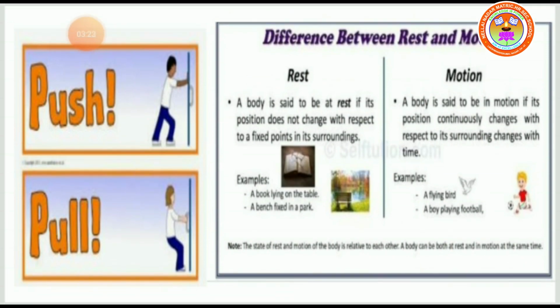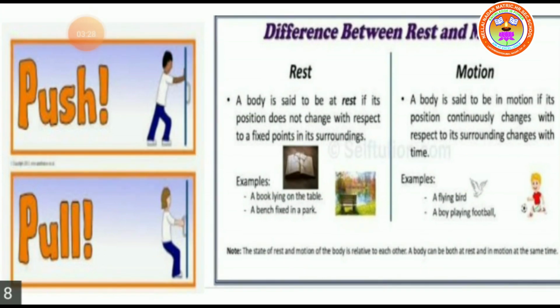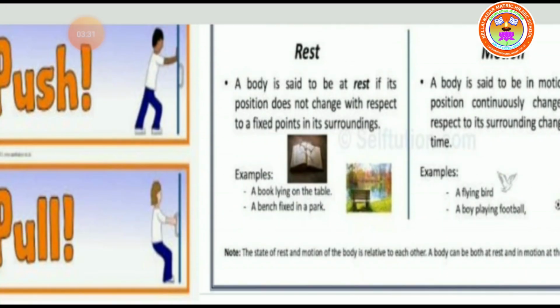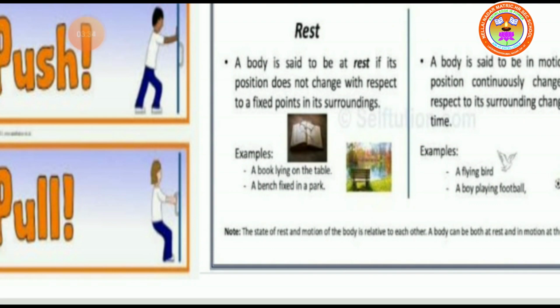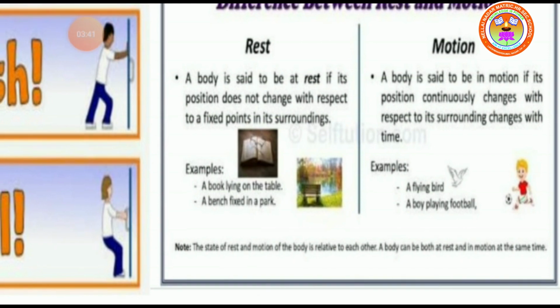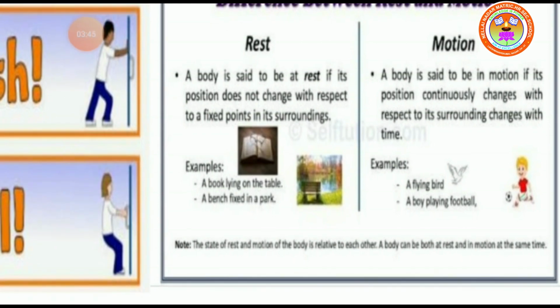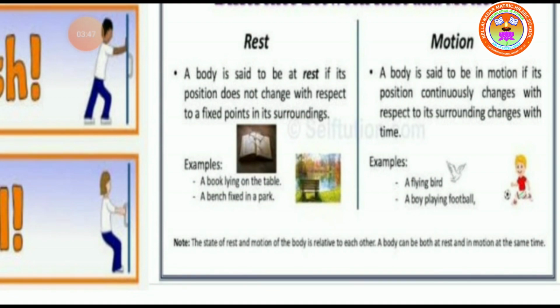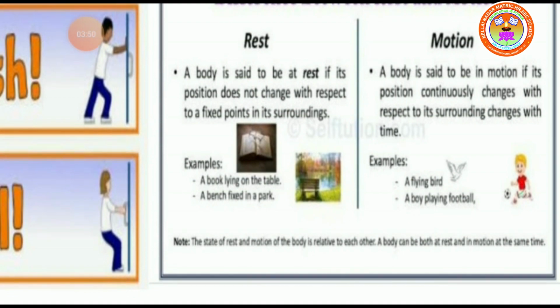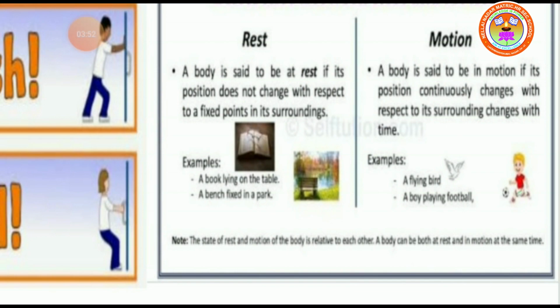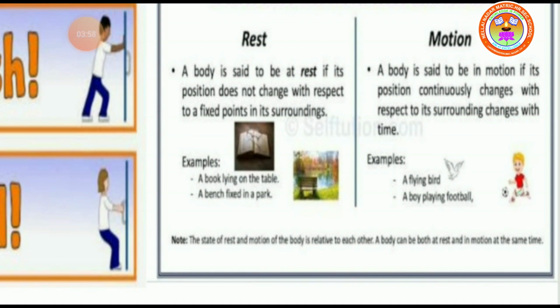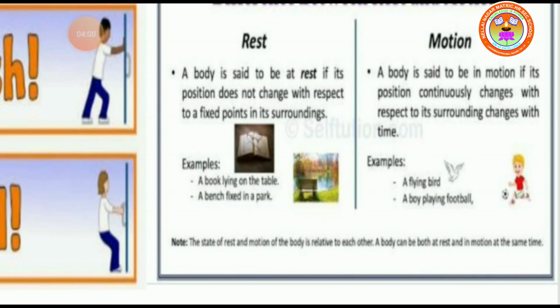So, the interrelation between rest and motion. What is the meaning of motion and what is the meaning of rest? First of all, we are going to discuss rest and its examples, then motion and its examples. Rest: a body is said to be at rest if its position does not change with respect to a fixed point in its surroundings. Examples: a book lying on the table, a bench fixed in a park.